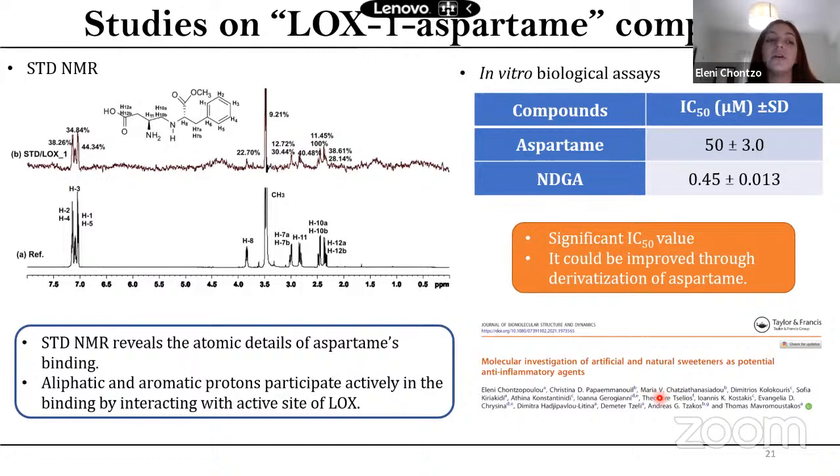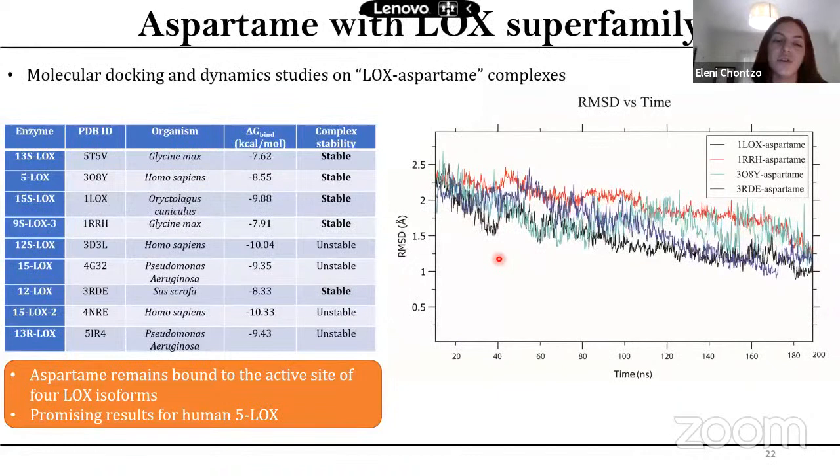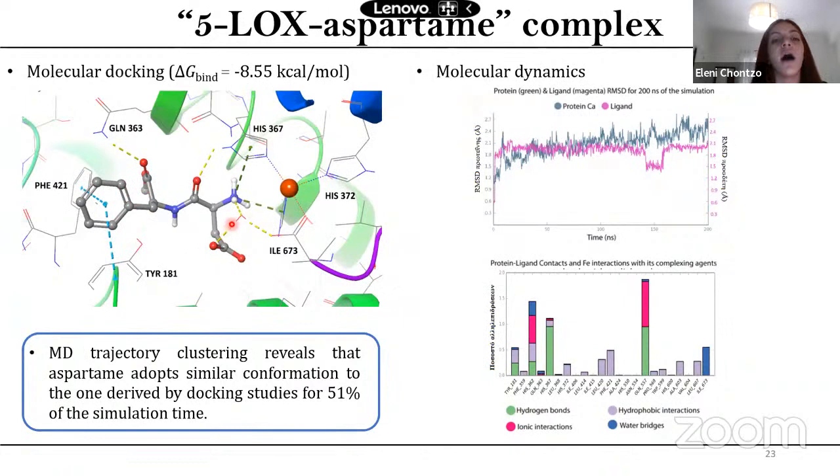this year, and all these atomic details of the binding were further verified by in vitro assays and STD-NMR. Then we decided to continue our research and evaluate aspartame with all the available lipoxygenase isoforms. The binding was very favored, although some complexes were unstable in molecular dynamics simulations. An isoform that we're particularly interested in is 5-LOX, which is the human isoform of the lipoxygenase superfamily.